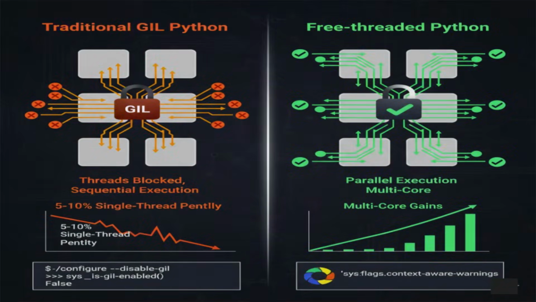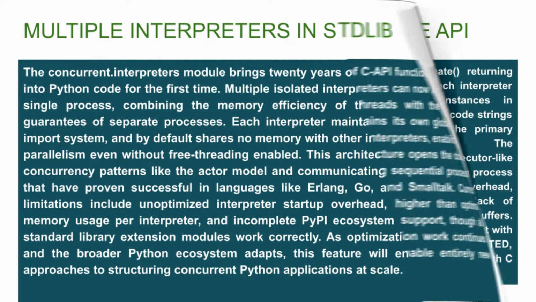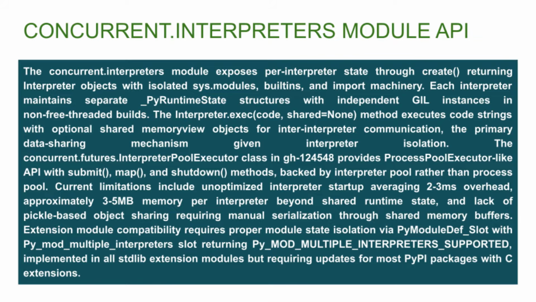Hand in hand with free threading comes another groundbreaking feature, multiple interpreters in the standard library. For over 20 years, CPython has supported running multiple isolated Python interpreters in the same process. But this was only accessible through the C API. Now, with the concurrent.interpreters module, you can do this directly from Python code. Think of interpreters as having the isolation of separate processes but the efficiency of threads. Each interpreter has its own global state, its own import system, and by default, no shared memory.